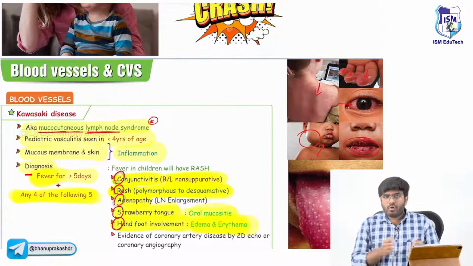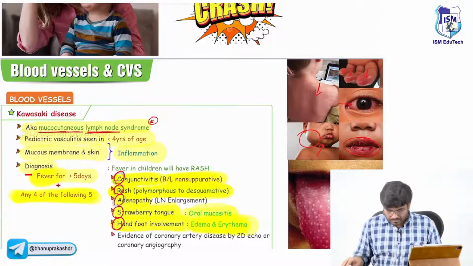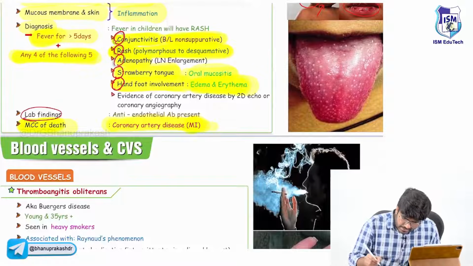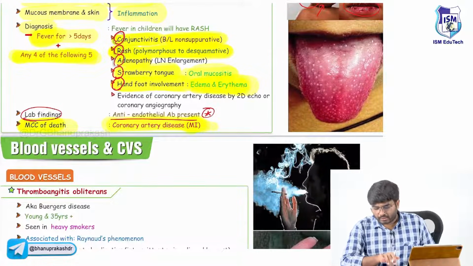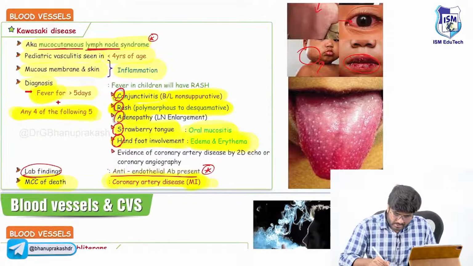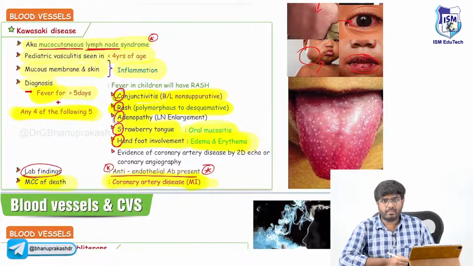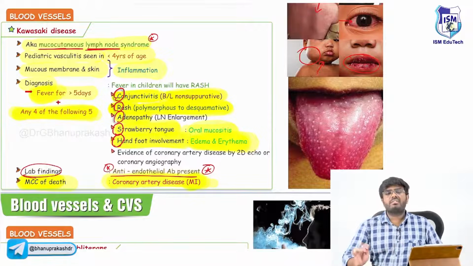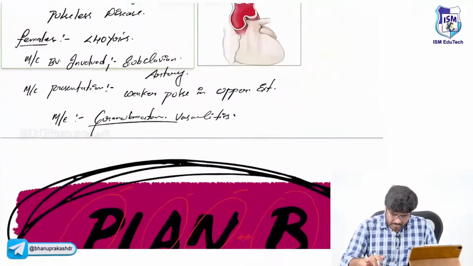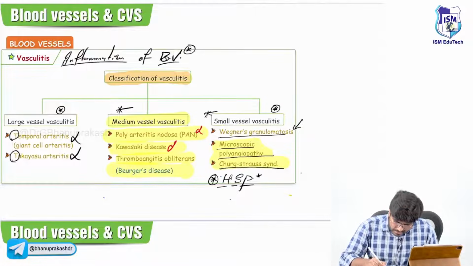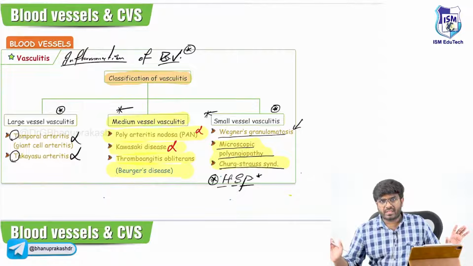Done. Now, if you take the blood sample from these patients, what you can find in the lab is that these patients are going to have anti-endothelial antibodies. Okay, anti-endothelial antibodies are going to be seen in these persons. Done, sir. So Kawasaki is also completed. So let's put a cross mark for the Kawasaki. Done. We are done with the Kawasaki.